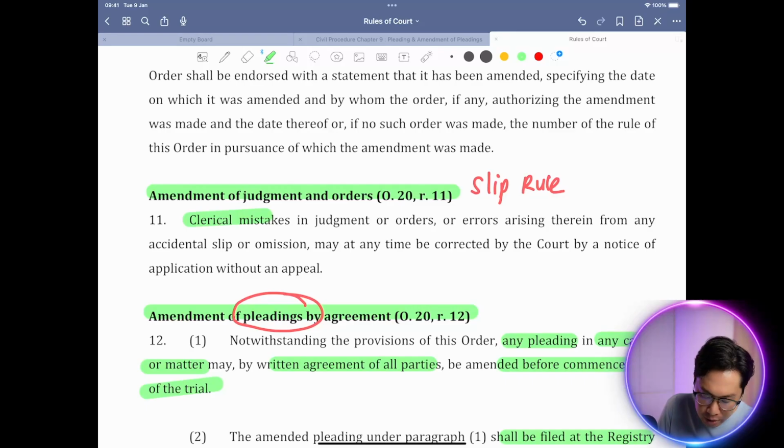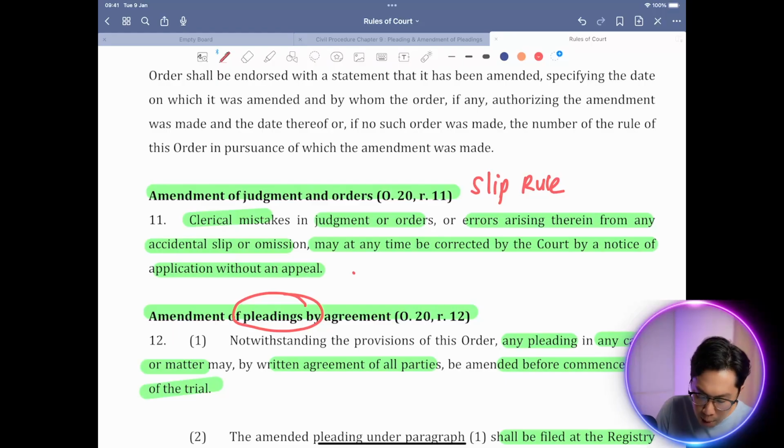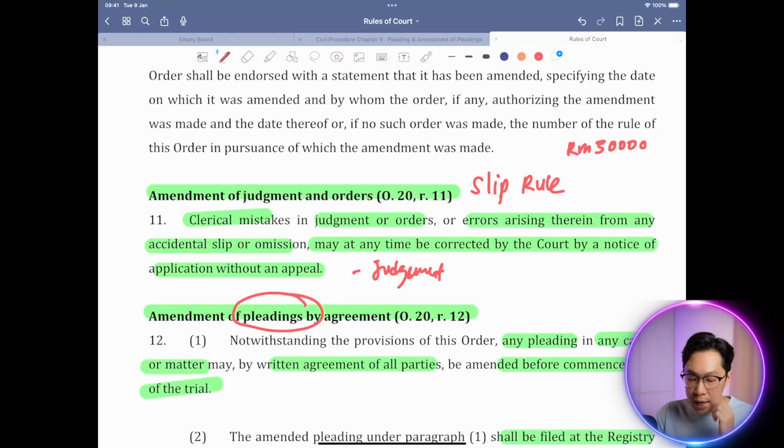Clerical mistake in judgment or order, or errors arising from any accidental slip, may at any time be corrected by a notice of application without appeal. We will learn more about this in the judgment chapter. What is a clerical mistake? RM 5,000 versus 50,000. Actually, you wanted to write RM 5,000, so you add one more zero there. The judge wrongly adds one more zero. So the judge may use the slip rule to amend the judgment.